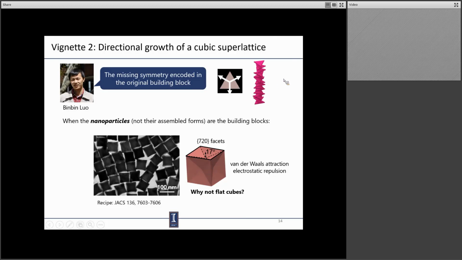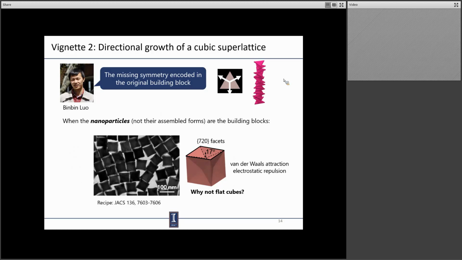So how about we actually study a system where the nanoparticles themselves, rather than their self-assembled column forms, are the actual building blocks for the final superlattice? That conversation really serves as the beginning of our second story.